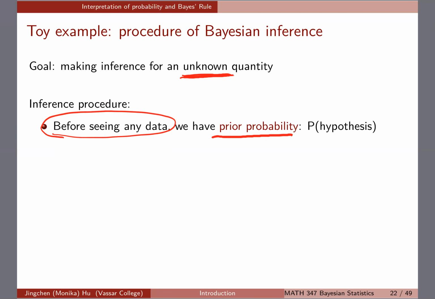Okay? And let's say we're doing hypothesis testing in this case. So we come up with a probability of the hypothesis. You can come up with anything. Okay, it's not important now, but just keep in mind that you have a prior distribution or prior probability in this case before seeing any data. And then you're going to collect data.